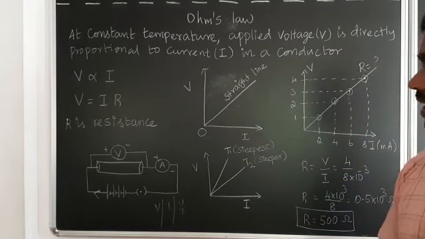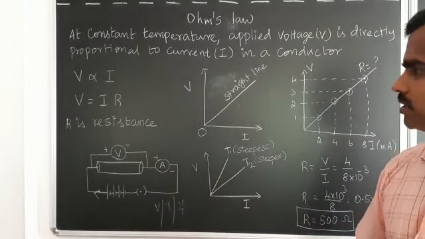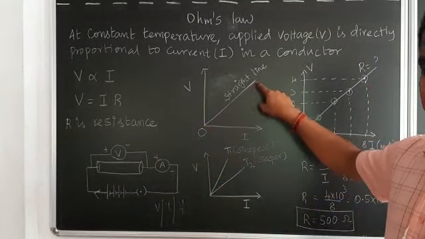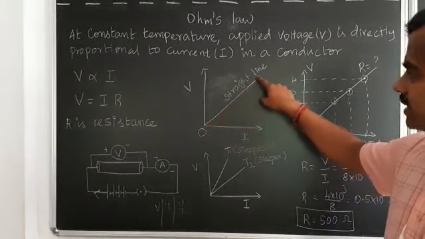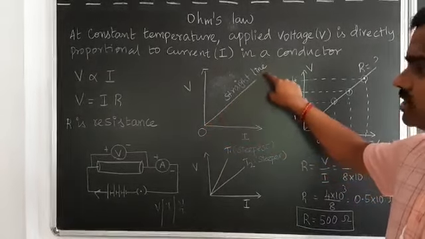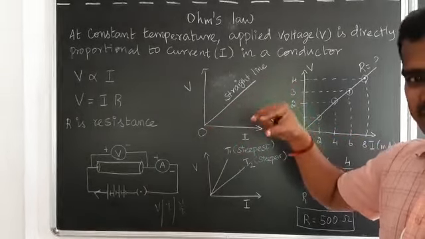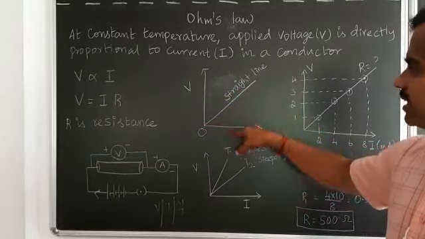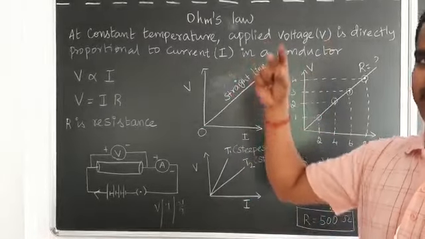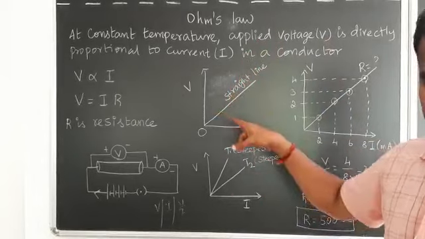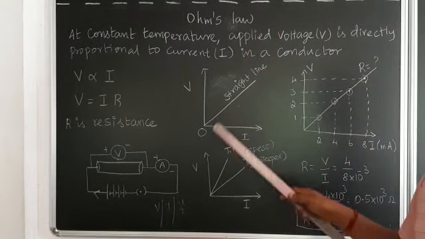Whenever any conductor or ohmic substance follows Ohm's law, that means V is directly proportional to current. So it starts from the origin 0, 0 and increases linearly. Linearly increases means it goes as a straight line. As V increases, I also increases correspondingly. Voltage increases, and the corresponding current also increases. That is the concept here. So this line is a straight, linear line.